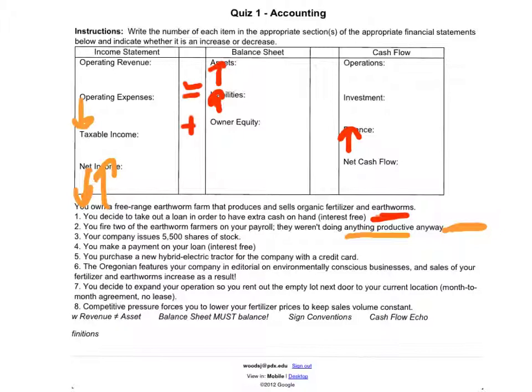I'll do my best to erase it, but that's not working really well. So it's an increase in net income and an increase in cash from operations. There we go. That works out a little bit better.